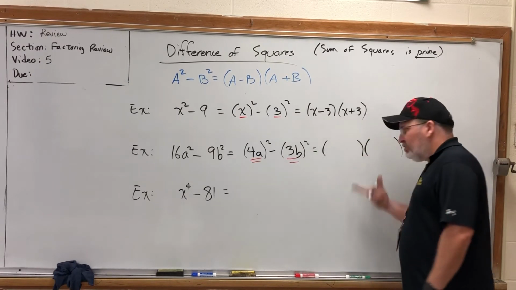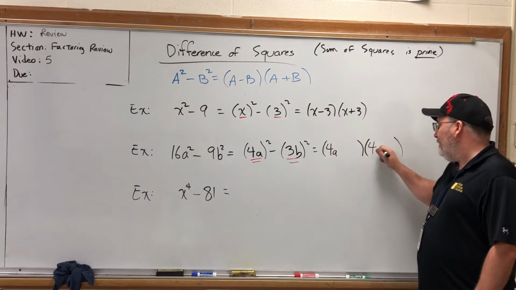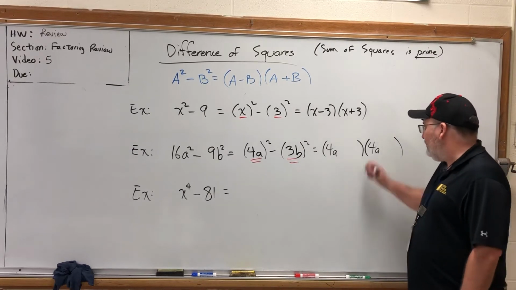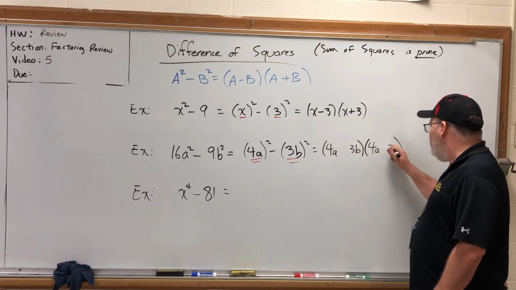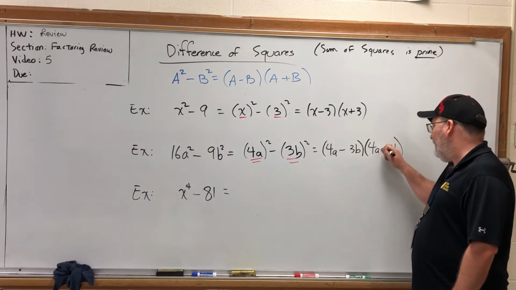Meaning, you may be able to start here. The first term in each factor is 4a, that's what you square to get 16a squared. The second term in each factor is 3b, that's what you square to get 9b squared. One factor has a minus, one factor has a plus.